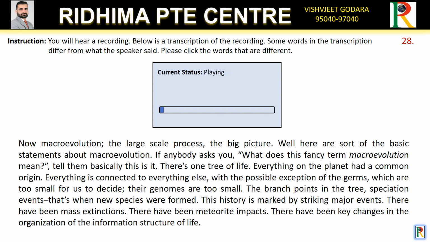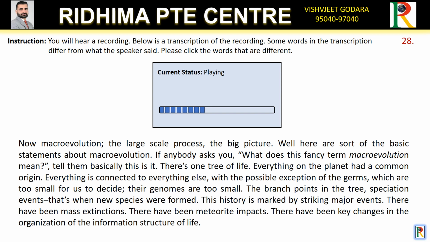About macroevolution, the big scale process, the big picture. Well, here are sort of the basic statements about macroevolution. If anybody asked you, what does this fancy word macroevolution mean? Tell them, basically, this is it.